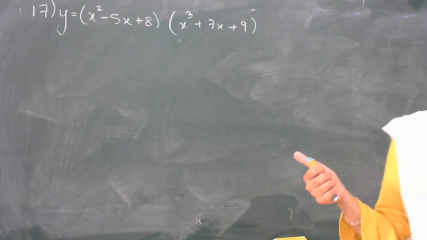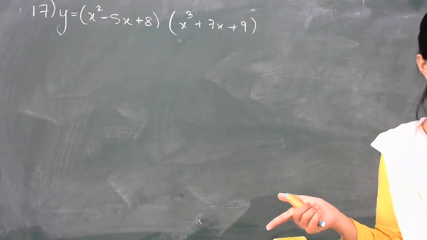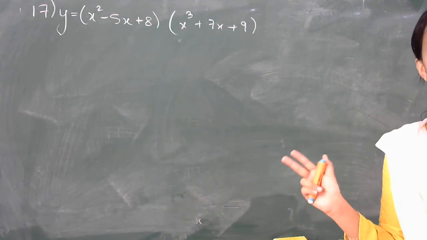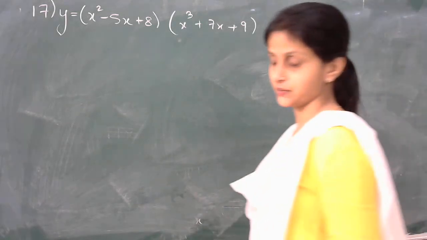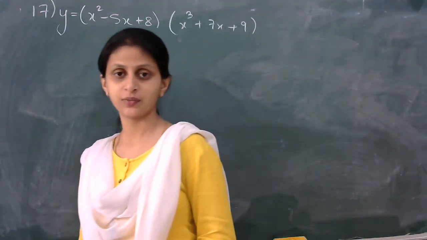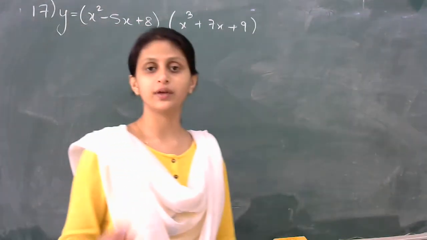First, by using product rule. Second, by expanding the product to obtain a single polynomial. And third, by logarithmic differentiation. And lastly, they have asked, do they all give the same answer? Of course, they will give the same answer, students. Use any possible way you want. Answer would be always same.